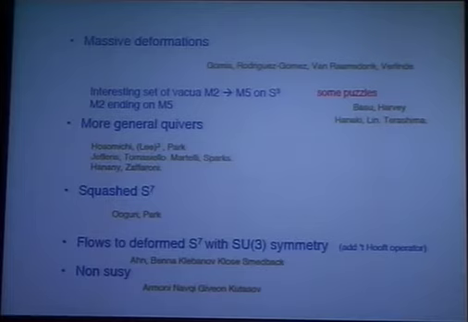You can consider more general quivers, and some of that was described by Tomasiello. You can also squash the S7, and this preserves only N equals 1 supersymmetry, and there is a conjectured field theory. Another thing you can do is consider flows that deform the S7, which breaks the SU(4) symmetry to SU(3) symmetry. One interesting aspect of this flow is that you have to add to the Lagrangian a Toft operator. So we're adding one of these Toft operators to the Lagrangian. You can also consider some non-supersymmetric examples and so on.